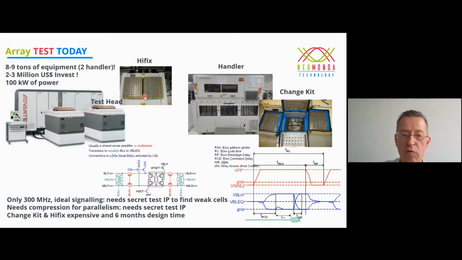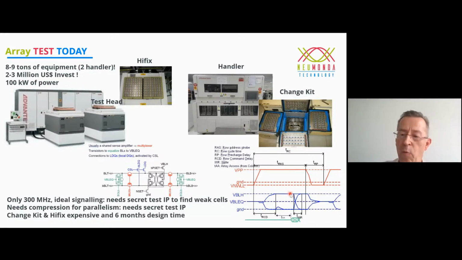So also IOs you typically compress. So you also need a lot of secret IP, and only the manufacturer who designed the DRAM can typically also test it. Because it's an ideal environment, this is a typical sensing process of a DRAM. You get a tiny signal internally, and then you try to read and amplify it.